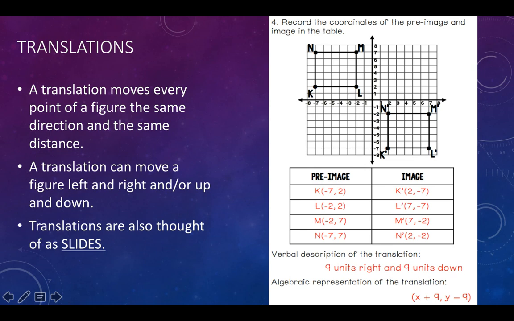And then if you take just a moment, if you look at this PowerPoint, go through these points and see how they match up. So if you were to move M 9 right and then down, your new point should be here. All right, so just be careful that you're moving the point, and then you have to label it. So this is now M prime, this is N prime, this is K prime, and this is L prime. All right, so these are the different things you're going to see with translations.